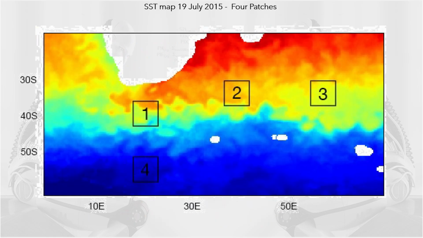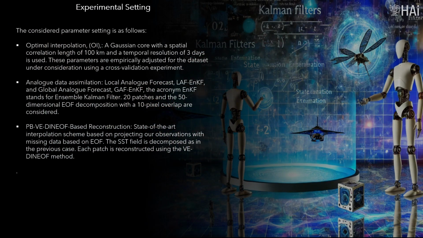The figure shows the selected patches on the high-resolution component of the sea surface temperature data, SST. The SST map corresponds to July 19, 2015. Experimental setting. The considered parameter setting is as follows. Optimal interpolation, OI: a Gaussian kernel with a spatial correlation length of 100 km and a temporal resolution of 3 days is used. These parameters are empirically adjusted for the dataset under consideration using a cross-validation experiment.